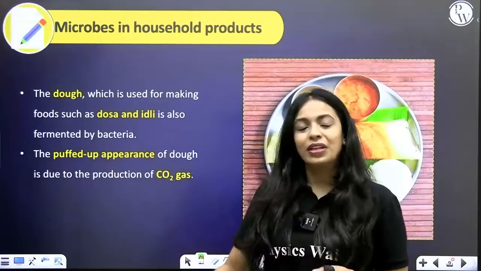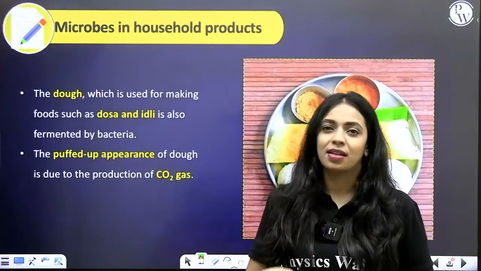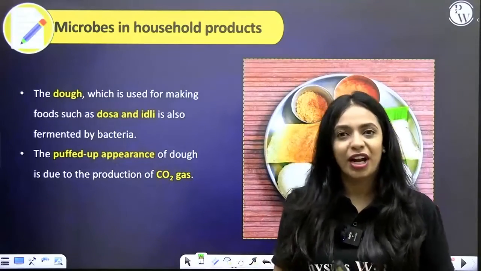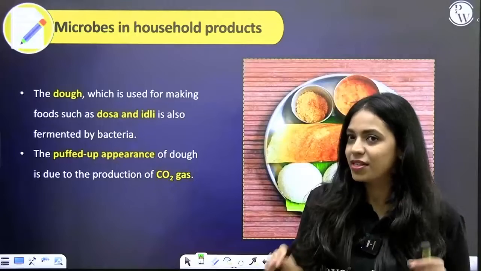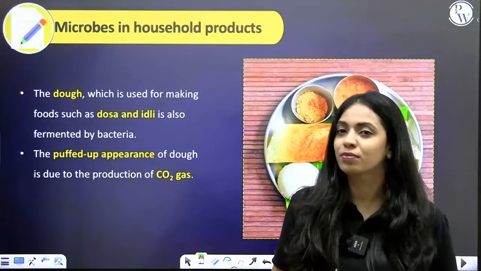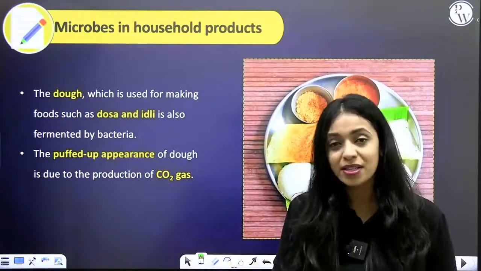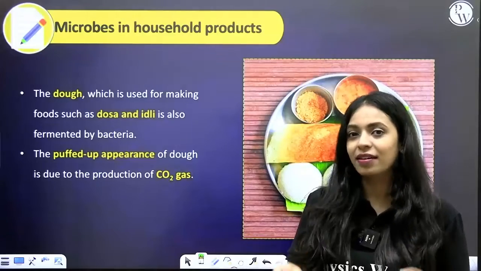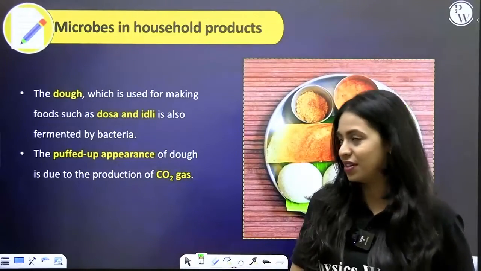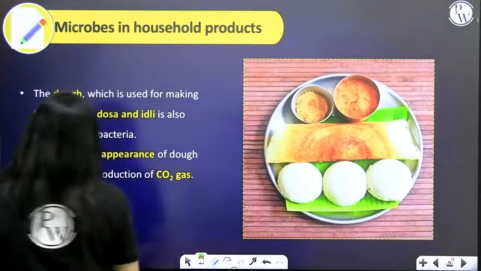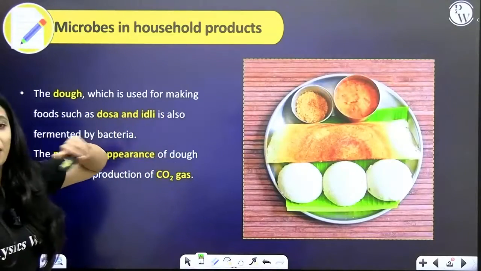After you grind the batter that has rice and some dal and all of that, you let it sit for a couple of hours. In the next morning or after a few hours, if you look at it, you will see that it has a slightly puffed appearance. The reason why it's puffed is because fermentation will take place.